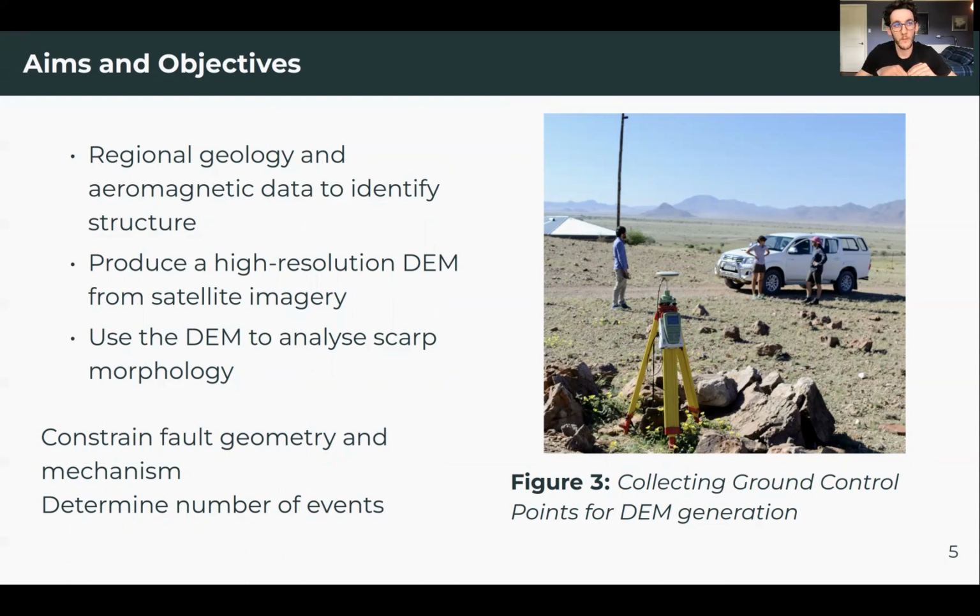as well as quantifying or measuring the scarp height in a lot higher detail than previously. I also did some scarp morphology characterization, and I identified nick points using extracted drainage from the DEM. The main objectives were to constrain the fault geometry and the mechanism of faulting, and to try to determine the number of events that are responsible for the current fault expression.